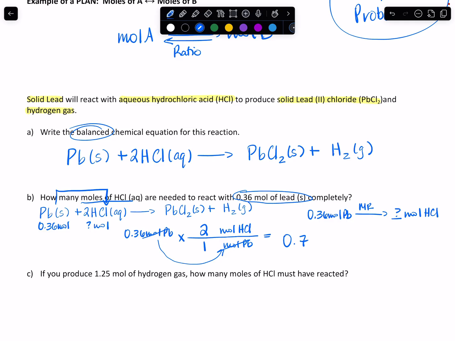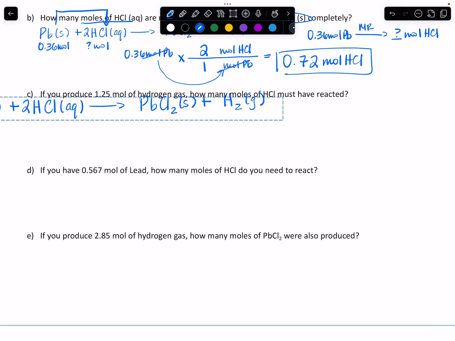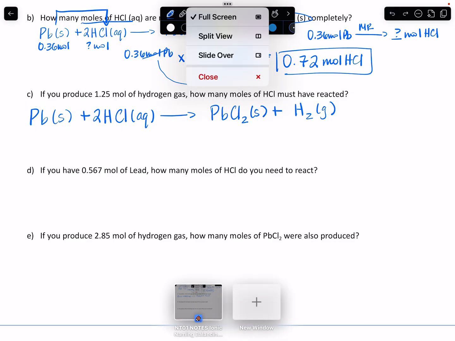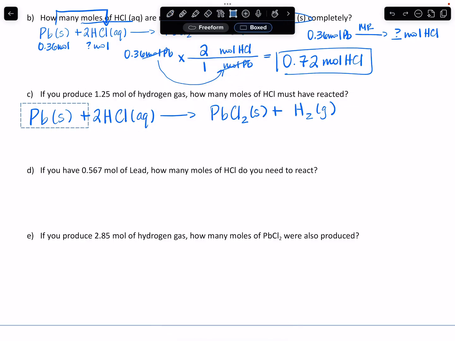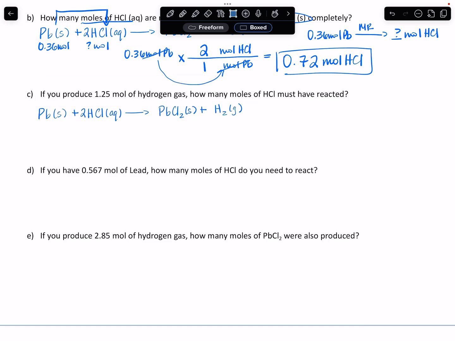And for every 0.36 moles of lead, I'm going to need 0.72 moles of HCl. All right, let's try another one. Again, I'm going to put my reaction down here, but I'm going to shrink it. I'm going to copy my shrunken one too. That might make things easier later. There we go.